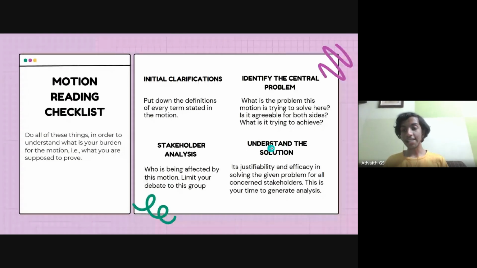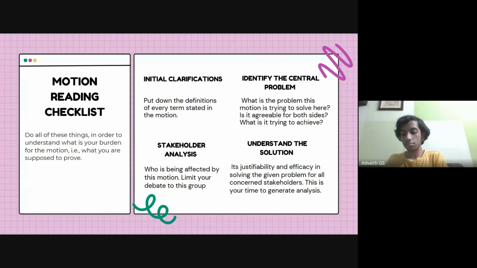Okay. I hope there are no more hands. Let's go. Understanding the solution. You should try to understand whether this solution is a viable solution in the first place. Its justifiability and its efficacy. When you talk about justifiability, it might solve the problem, right? But is it the ethically right thing to do? When you talk about justification, you should talk about ethics. You should talk about morals, right? Is it morally correct for a person to do this?